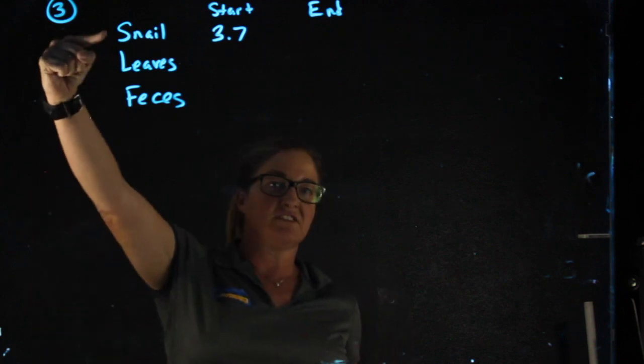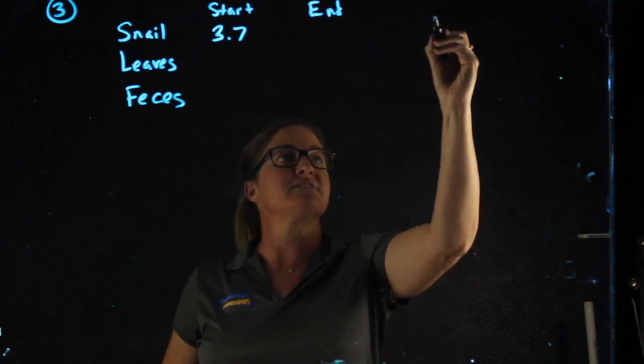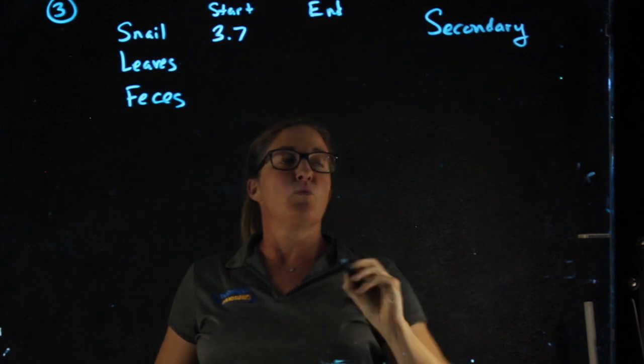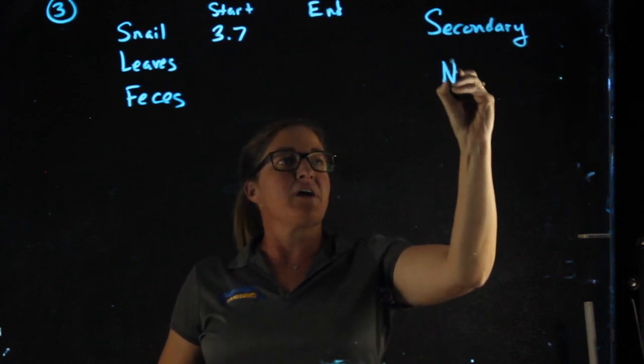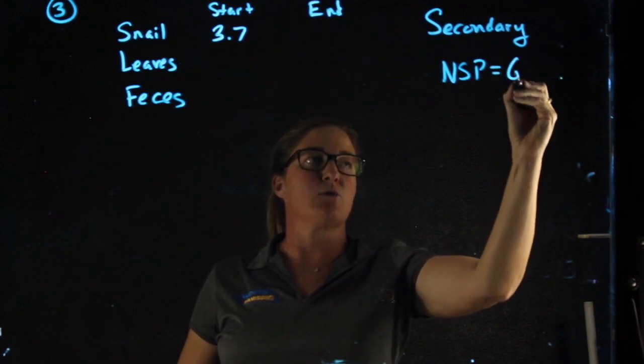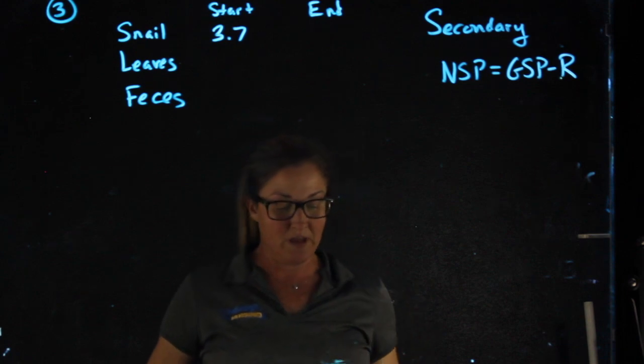Number 3 involves a snail. Snail's clearly not a plant, it's an animal. So the most obvious difference now is that we're dealing with secondary productivity, which means instead of primary, I just use S for secondary. Net secondary productivity equals gross secondary productivity minus the amount due to respiration.